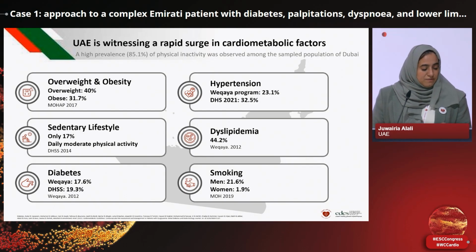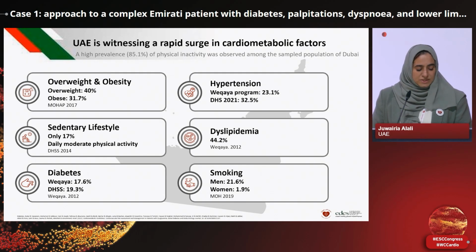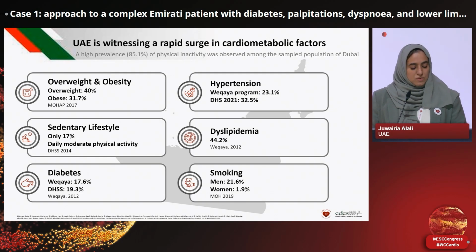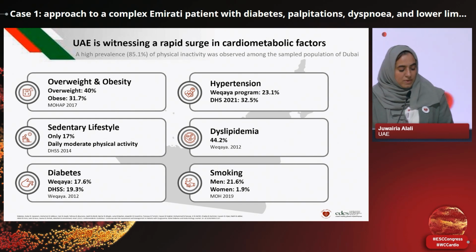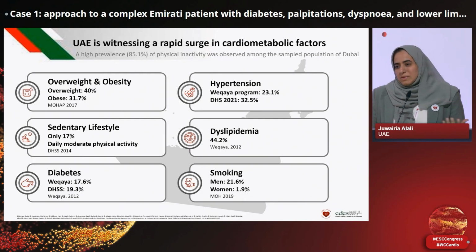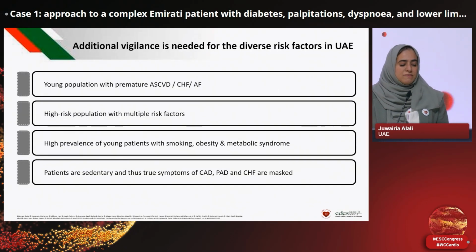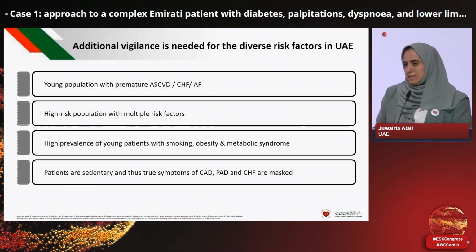The prevalence of diabetes is around 17 to 19%, according to which data set you're looking at. Hypertension ranges between 23 and 32%, we have 44% of patients with dyslipidemia, and around 20% of men are smokers. We have less incidence of smoking in women, but the numbers for smoking are self-reported, so they could be higher as well because there is a stigma related to smoking in the Arab culture. So we require extra vigilance when we're looking at patients in the UAE.